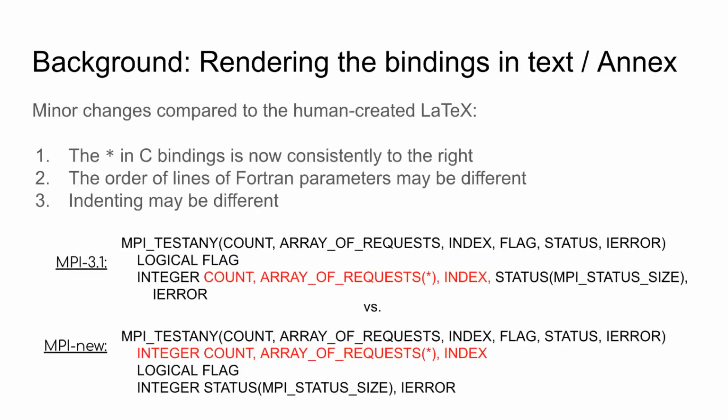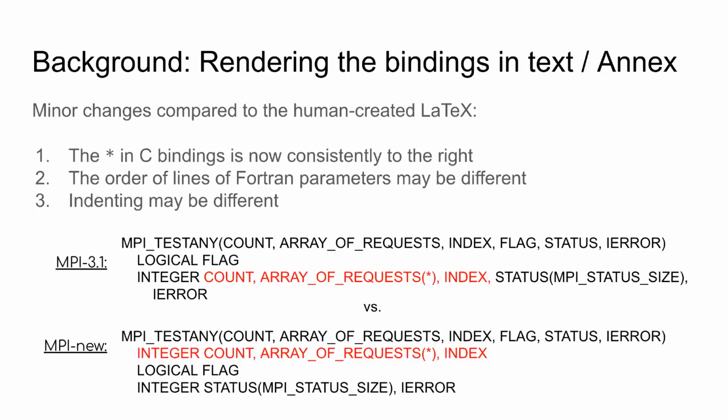Now, there's a couple of caveats to this. There are some minor changes compared to what happened in MPI 3.1. For example, the star in the C bindings is now consistently to the right. We can change it to be consistently on the left. We don't really care. We just had to pick one, and we did. But throughout MPI 3.1, sometimes it's on the right and sometimes it's on the left.